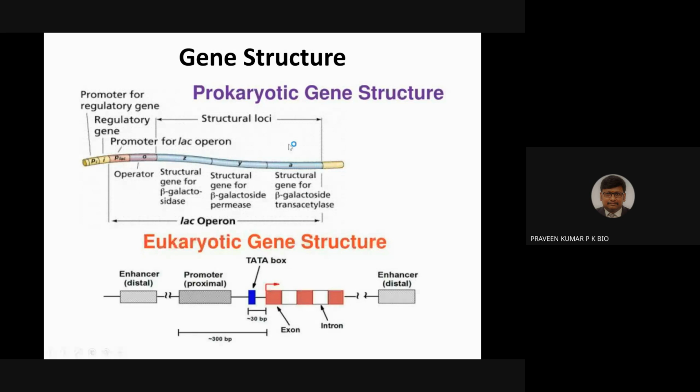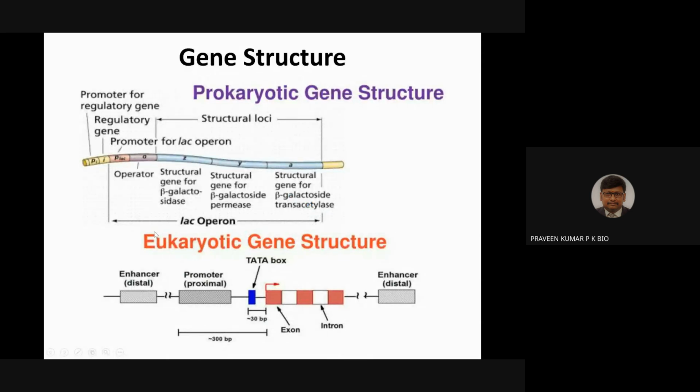So again, I'm telling you, in the prokaryotic genome, we start with a promoter of a regulator gene, followed by the regulator gene, and the promoter for the lac operon, so lactose operon, and then immediately followed by the operator. After the operator, you can find the structural genes. There are three structural genes, and each structural gene codes for an enzyme. The first, Z, codes for beta galactosidase, Y codes for beta galactoside permease, and A codes for beta galactoside transacetylase.